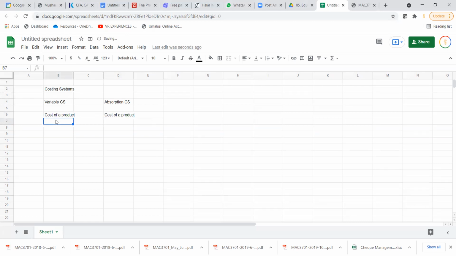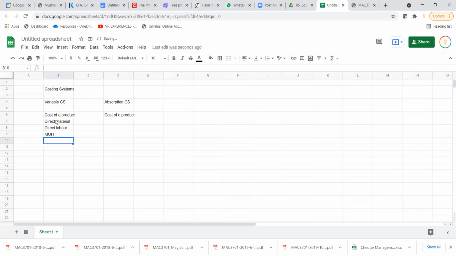If a question says, dear student, please determine the cost of a product using the variable costing method, then you need to know what makes up the cost of a product. So what makes up the cost of a product? It will be raw materials or direct material, direct labor, and manufacturing overheads. But what's important to know is that there are two types of manufacturing overheads.